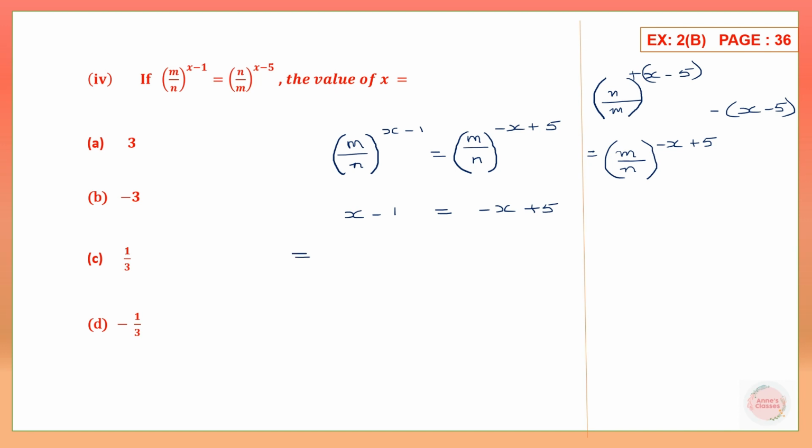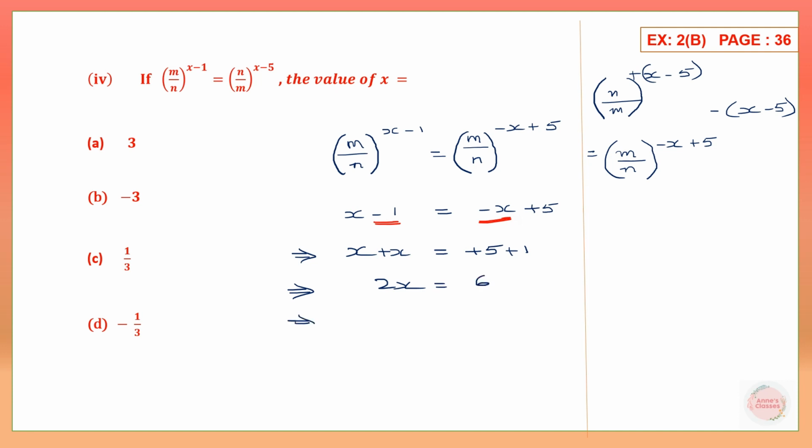So it's become an equation. I'm going to keep all the x on the left hand side. So I already have x here. Now I'm going to move this minus x from here to the left hand side. It's going to become plus x. So this is x plus x. And this side I already have plus 5. I'm going to move this minus 1 to the other side. So it becomes plus 1. So now x plus x is 2x. 5 plus 1 is 6.